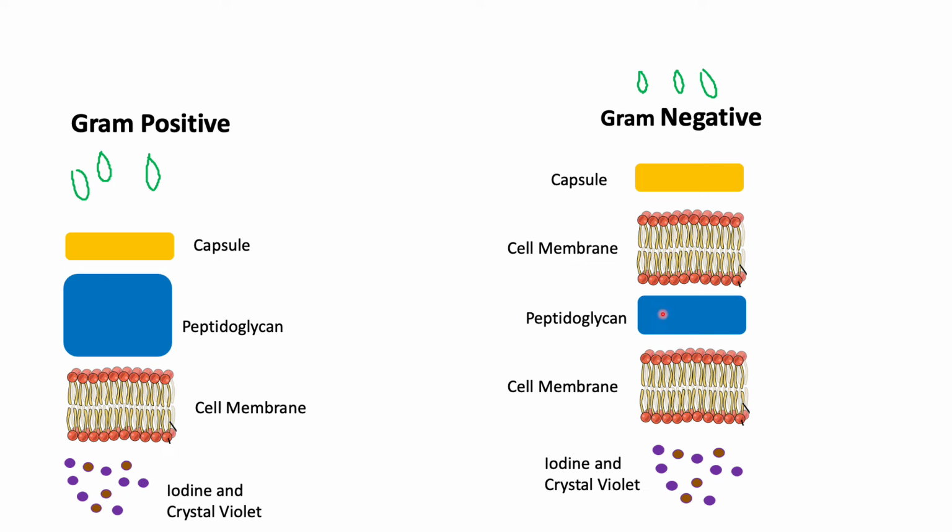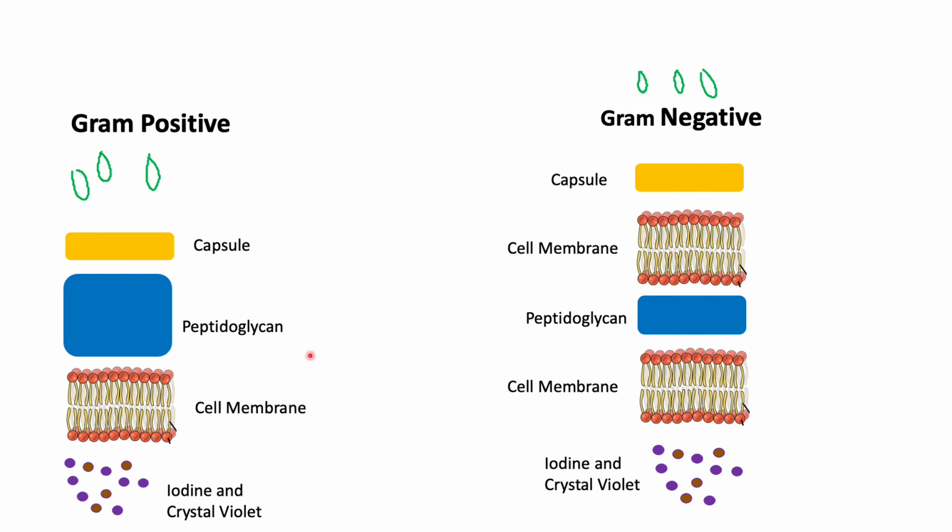And now what's important to note here is that since the gram-positive have a thick peptidoglycan layer, this alcohol is not able to wash away the iodine and crystal violet, because think about it as like a thicker protection coat. So the iodine and crystal violet are protected by this thick peptidoglycan, and the alcohol cannot wash them away. But in the gram-negative, the peptidoglycan layer is very thin. So the alcohol is able to wash away the iodine and crystal violet.